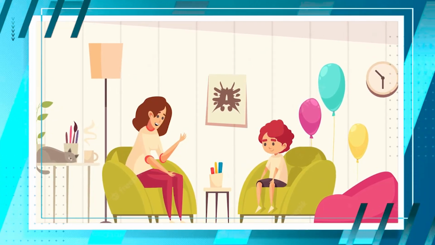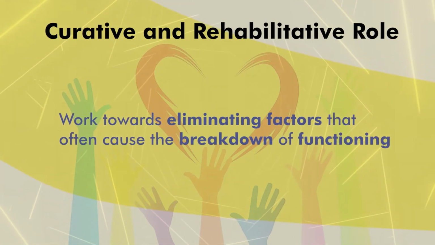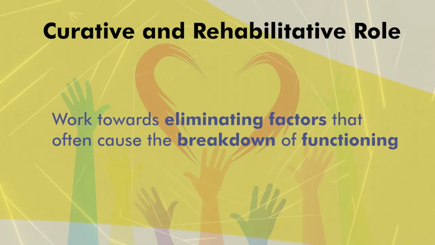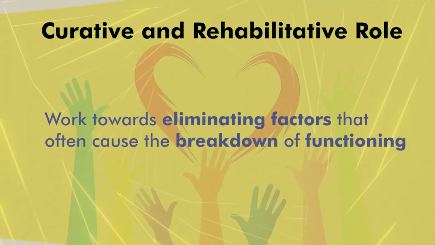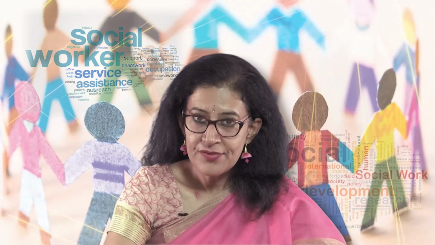We work towards eliminating factors that are the cause of breakdown of social functioning of the child. We assess the child in various facets of his or her life and try to work with the child and his or her significant others. So, in the school setting, we are working at multiple levels: at the curative and rehabilitative level, at the promotive level, and at the preventive level.